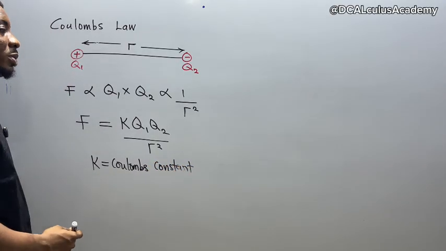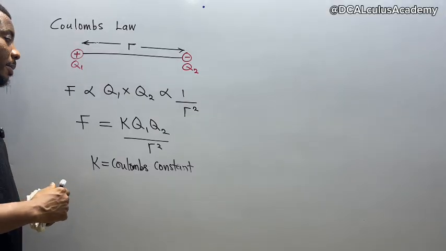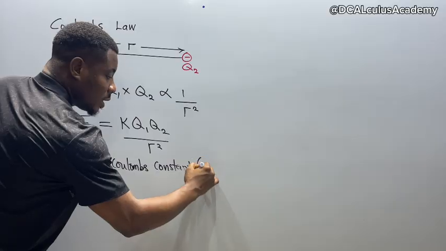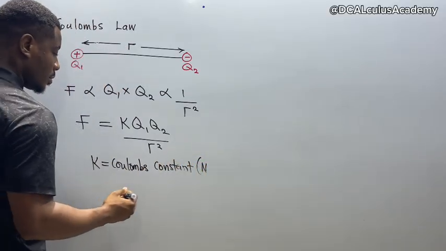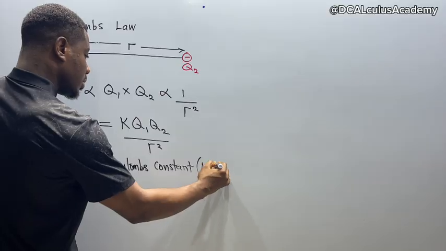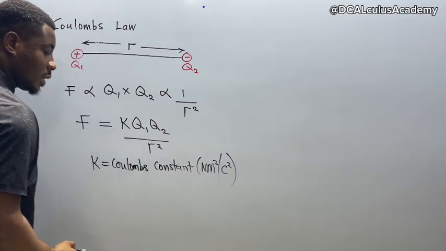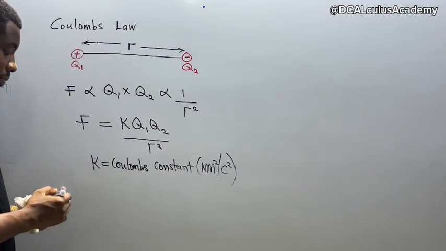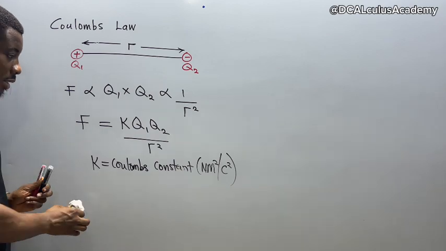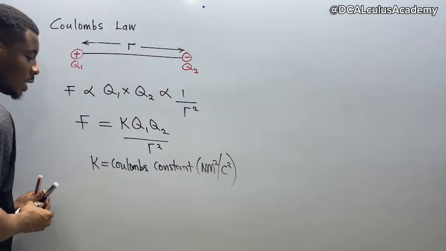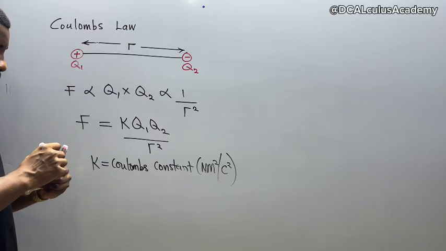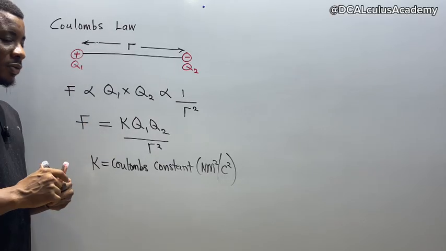And we could obtain the unit for K. What becomes the unit of K? The unit for K is Newton meters squared per Coulomb squared. That's the unit for K. Newton meter squared per Coulomb squared.